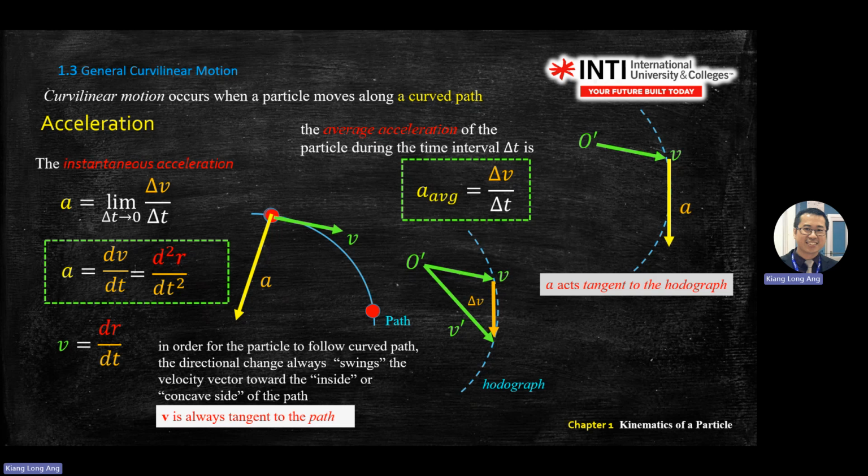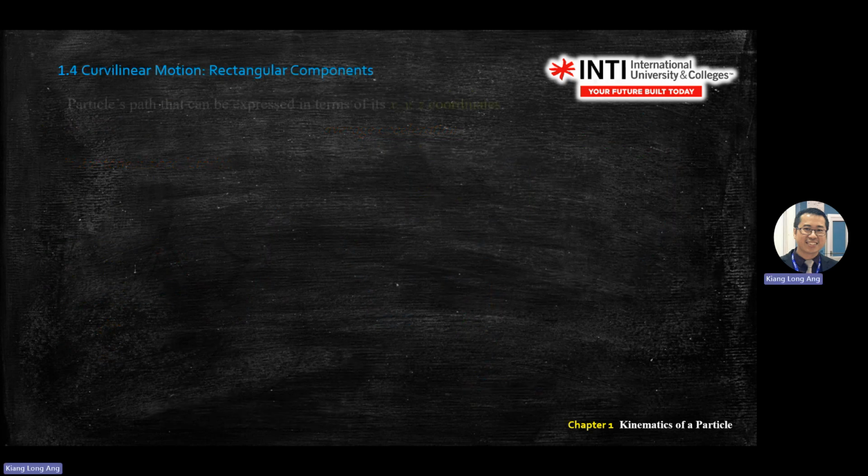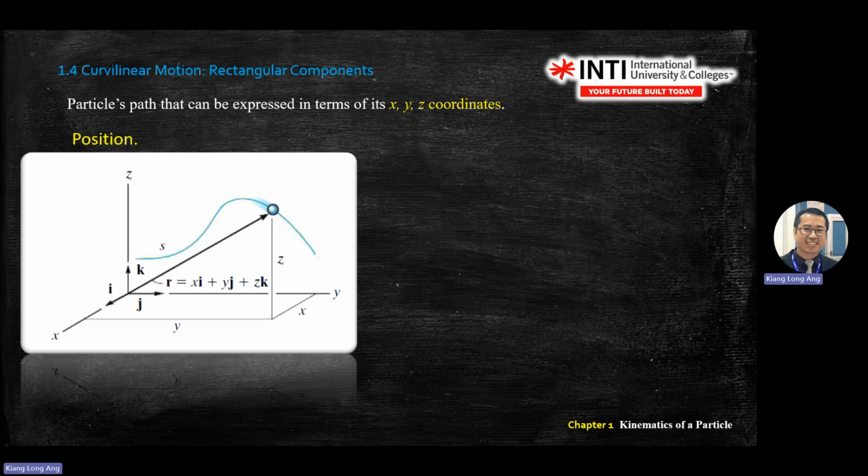So that is how you analyze the curvilinear motion. This is an important diagram. V is always tangent, and then use your ruler. You follow the other side of the ruler pointing inside. That is your acceleration. Okay. These are the tricks.